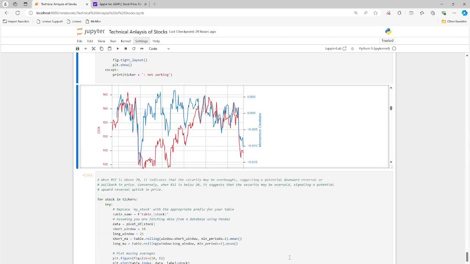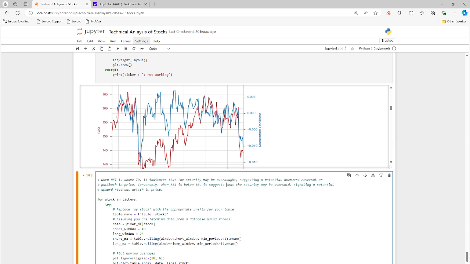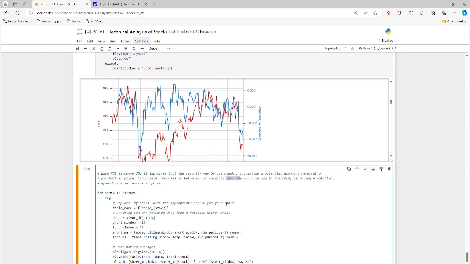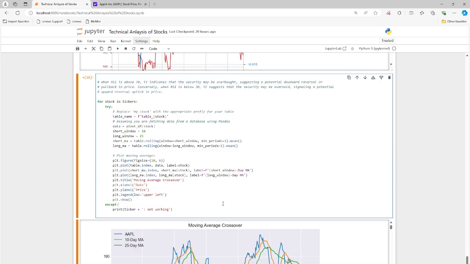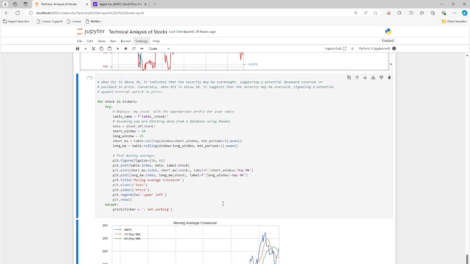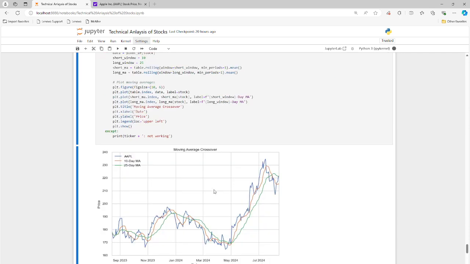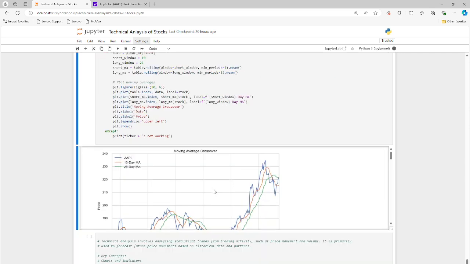Relative strength index, abbreviated RSI. The relative strength index will show you how strong that security is, and is it potentially overbought or oversold, meaning will it trend upwards or will it trend downwards? That's what we're trying to understand here. So let me hit Control Enter to run it. We'll get our results. Okay, we have the moving average crossover, similar to what we saw before.